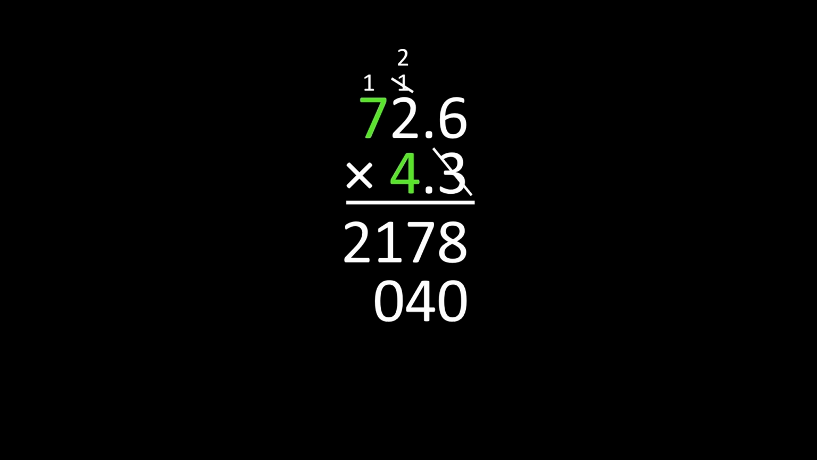And then we're at 4 times 7 is 28, plus the 1 we just regrouped with is 29. Now we are done with the 4. We multiplied everything by the 4, and it's time to add.